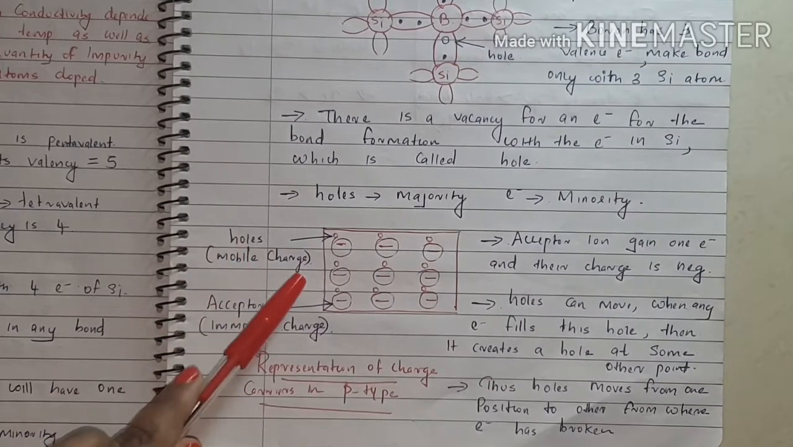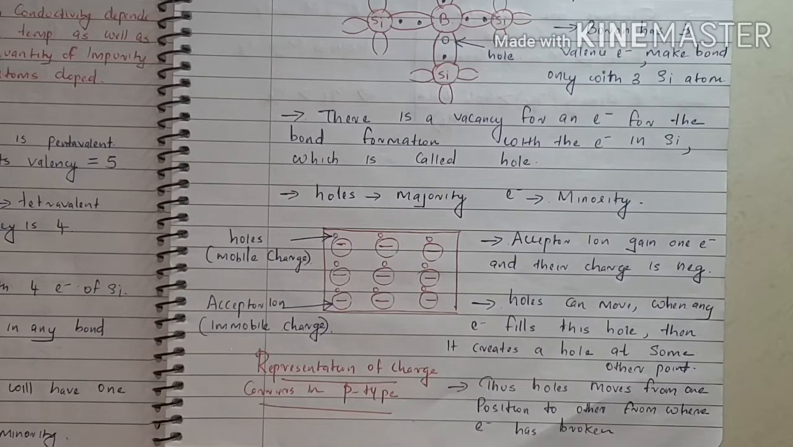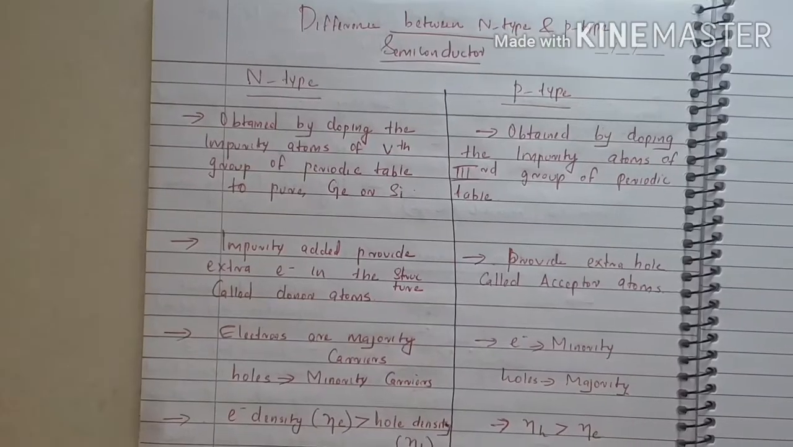These holes are mobile charge carriers. They can move and always try to attract an electron, and from where they get an electron, it creates a hole again at that point. Thus, these holes move from one position to another and always try to attract an electron.